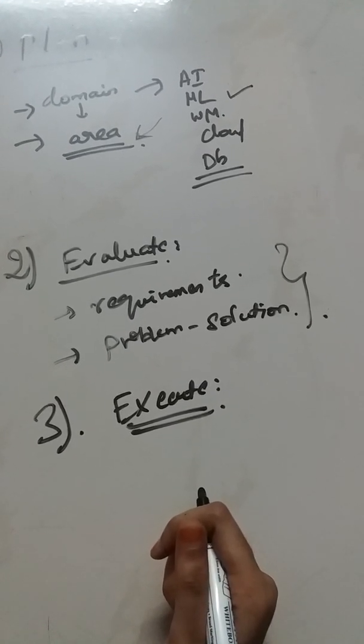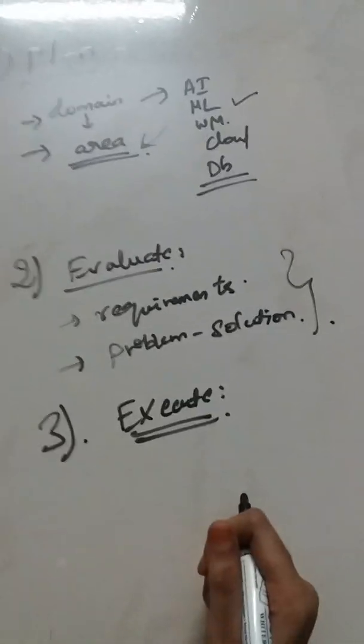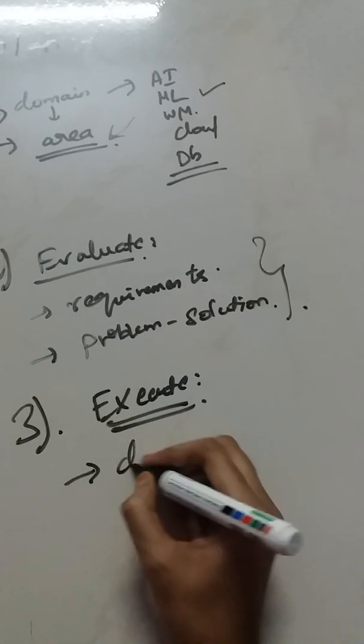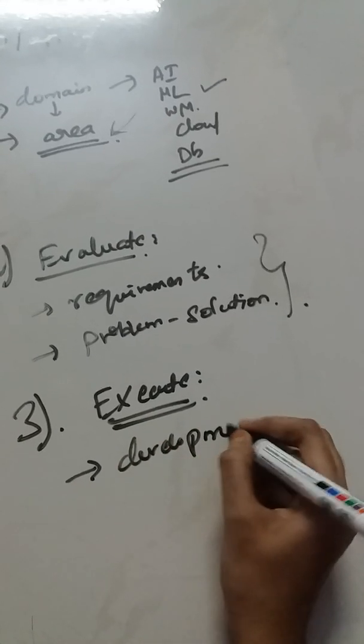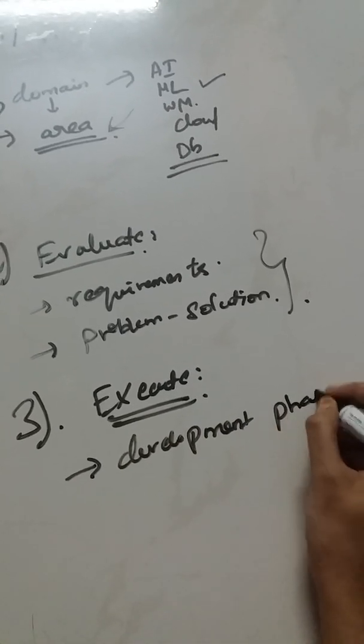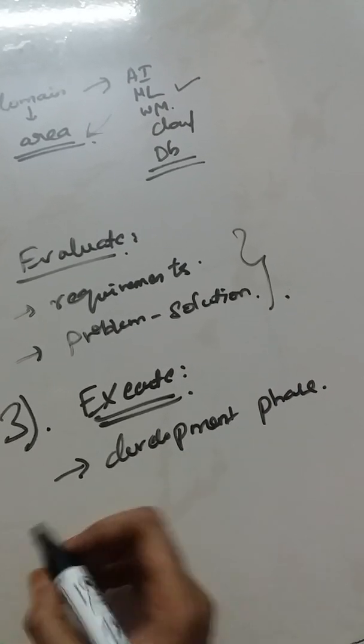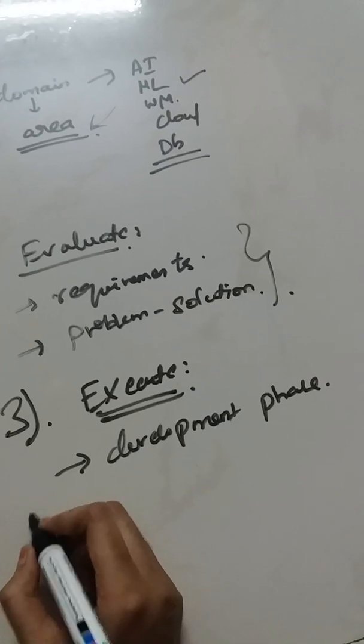And if you choose web mining as your domain, you can use Java as your language and develop your project. So execution normally deals with the development phase. Execution is the development of your project.